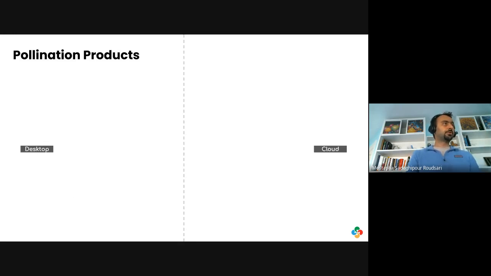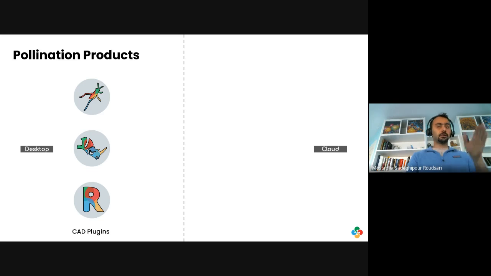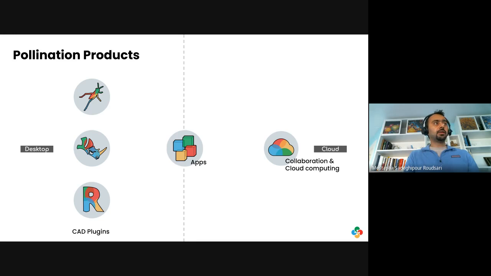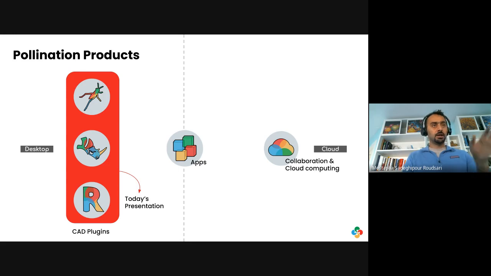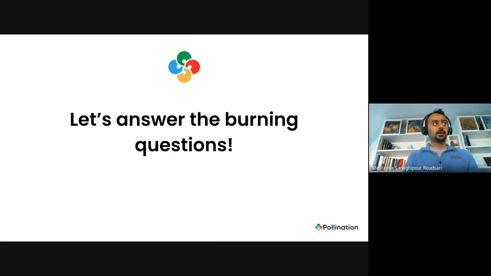So what are Pollination products? Pollination has a set of products on desktop and cloud side. The CAD plugins are the desktop applications that we have built. Then you have Pollination apps in the middle, which runs on desktop and it's hosted on cloud. And then we have Pollination Cloud for collaboration and cloud computing. For today's presentation, I'll focus on this part, only the CAD plugins.